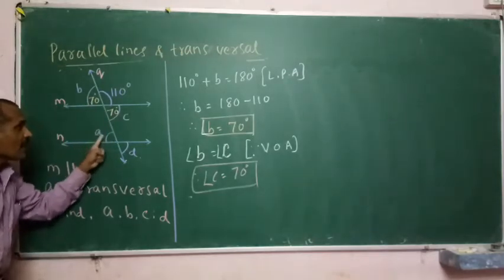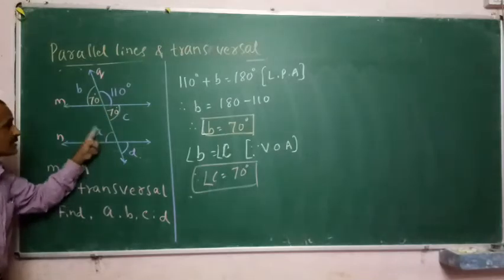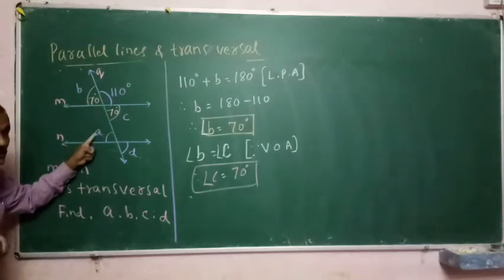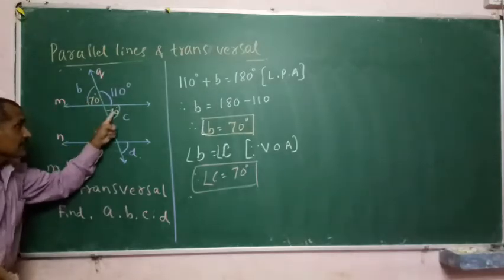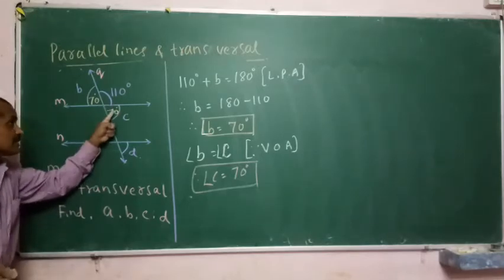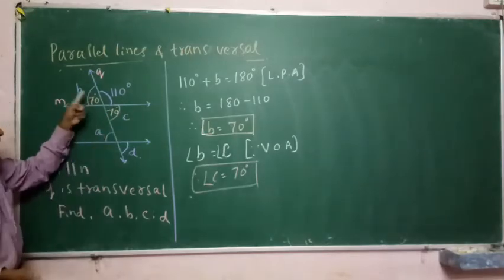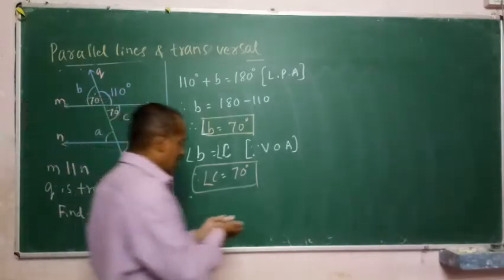These are called alternate interior angles. Corresponding angles are also equal to each other. Alternate interior angles are also equal to each other. So when this is 70, this is also 70. When this is 70, this is also 70. You can take it any way.